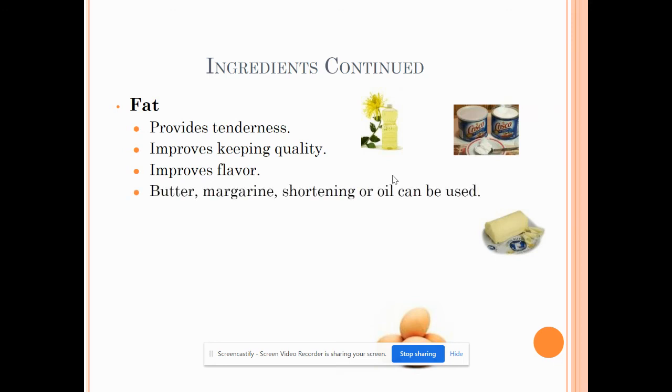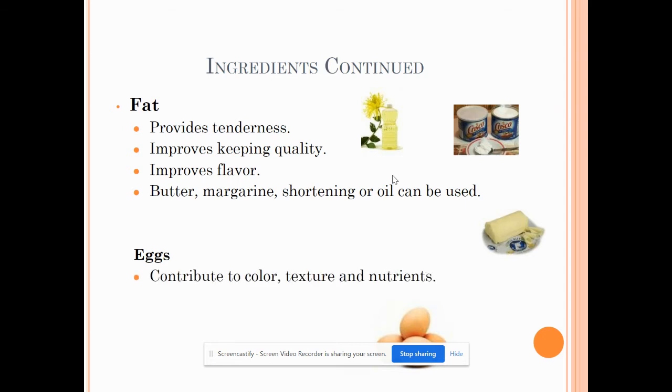Some common fats that can be used in quick breads include butter, margarine, shortening, and oil. Depending upon what you are making, sometimes your recipe is very specific in telling you what type of fat to be used, and even more so if it should be a solid fat or a liquid fat.